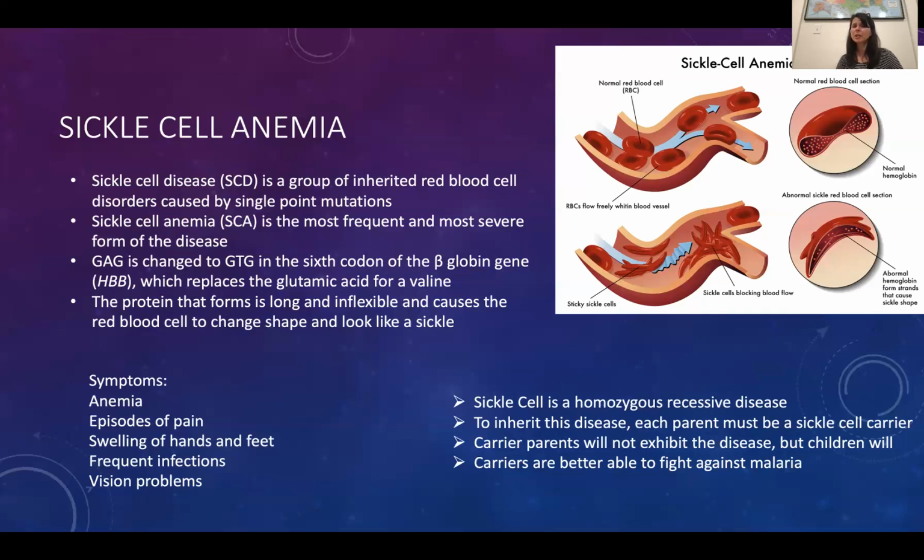So, sickle cell is a homozygous recessive disease. To inherit this disease, each parent must be a sickle cell carrier. The carrier parents will not exhibit the disease, but the offspring will.